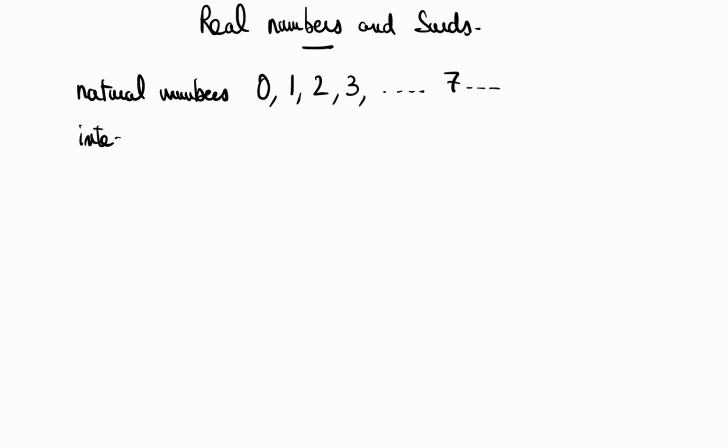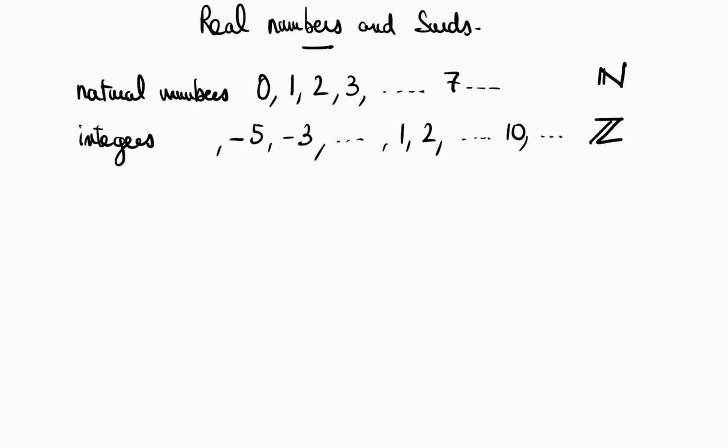Integers are pretty much the same, except that we include the negative ones as well. Negative 5, negative 3, and the natural numbers as well. So 1, 2, 10, and so on. The set of natural numbers is called N with a double bar at the front, and the set of integers is called Z with a double bar like this.